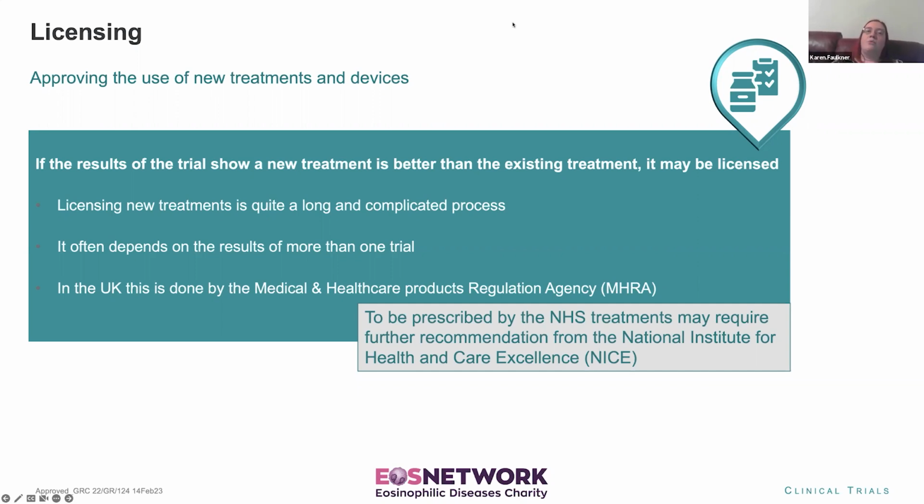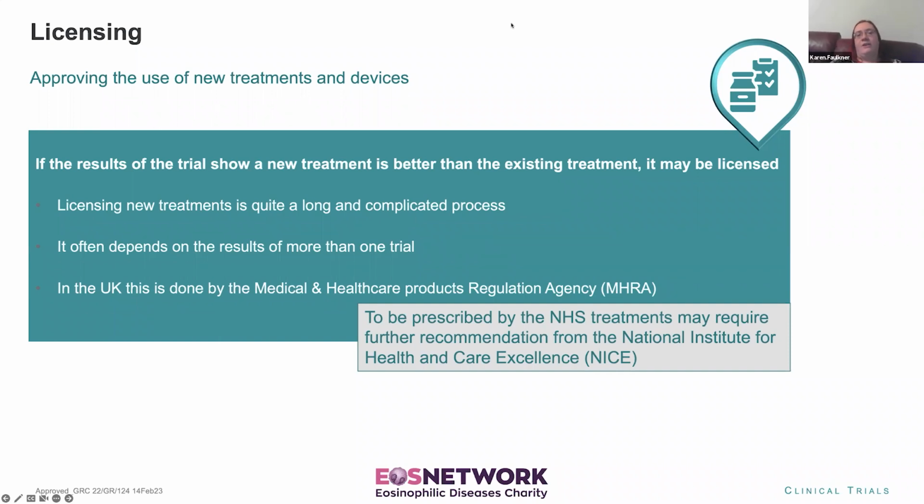And quite often there's more than one trial that is looked at. So there may be more than one trial of the same medication happening in different places in the world with different populations. And they want to get all of that data together before they actually go and try and get this drug licensed. And in the UK, this licensing is done by the MHRA. In the US, it's the FDA. There will be equivalents throughout the world.